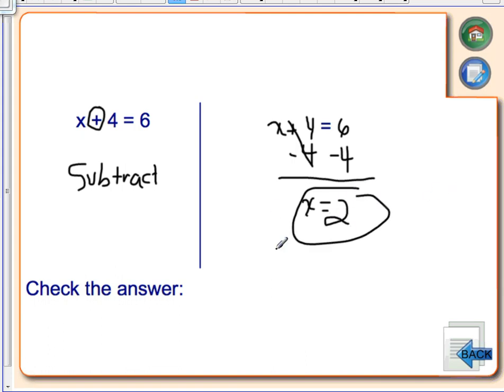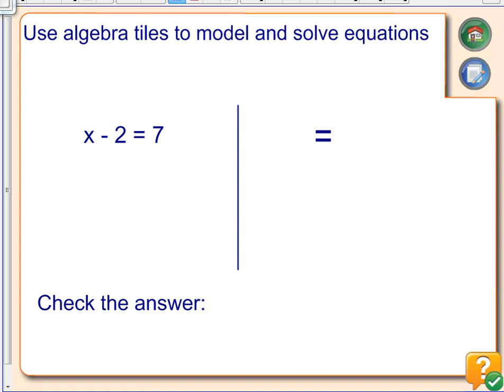Now if I check that answer, plug 2 in for x, 2 plus 4 equals 6. And we know 2 plus 4 does in fact equal 6, so our answer is correct. All right, one more addition and subtraction one-step equation before we move on to multiplication and division.